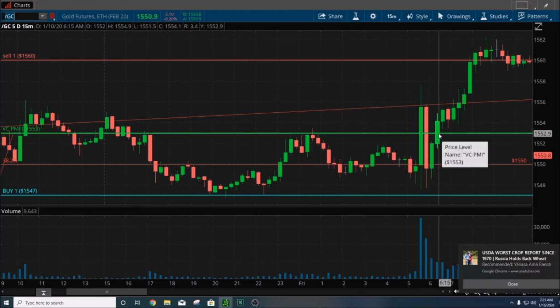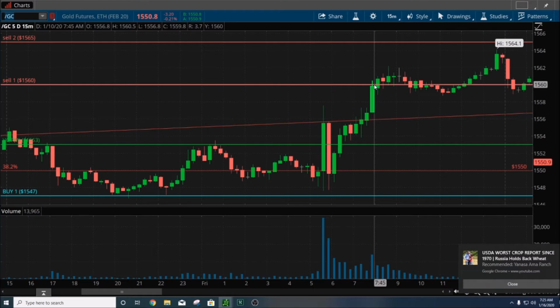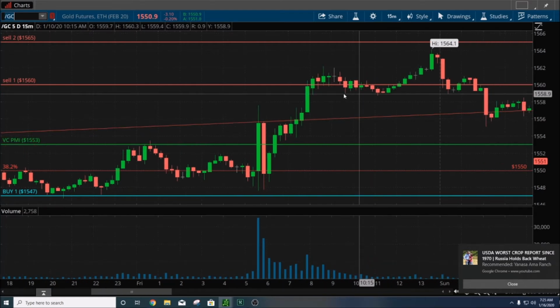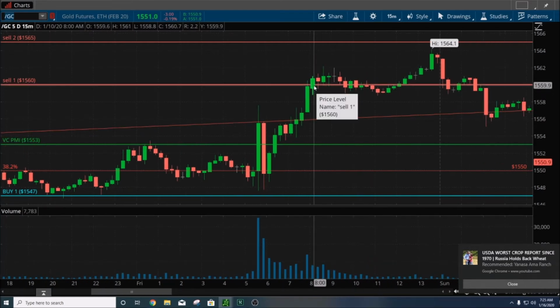gravitated above the average price of 1553, and closing above it activated the target above, which is the 1560 target that was completed on the 10th at 7:45 a.m. Now, this is a high probability area for a trade if the signal is activated. And here it was activated at 59.70.